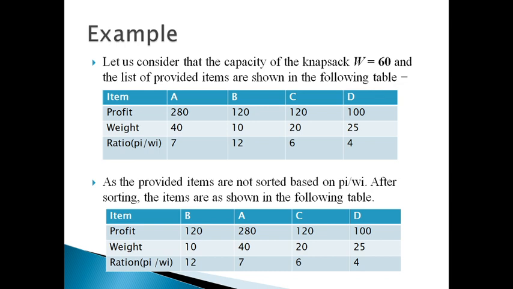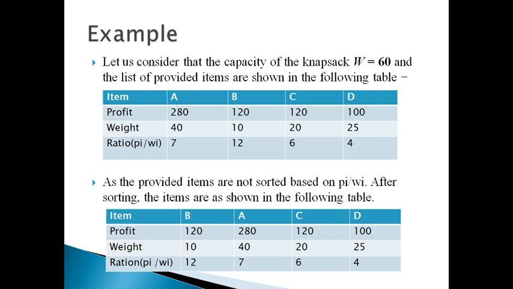So what is the ratio? For 1 kg, how much profit do we get? We can calculate it by Pi divided by Wi. So 280 divided by 40 is 7. We calculate the same for B, C and D. If you look at these ratios, B has the maximum profit. So we need to reorganize the items in descending order of their ratios.